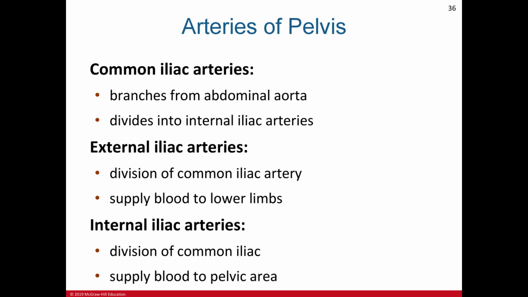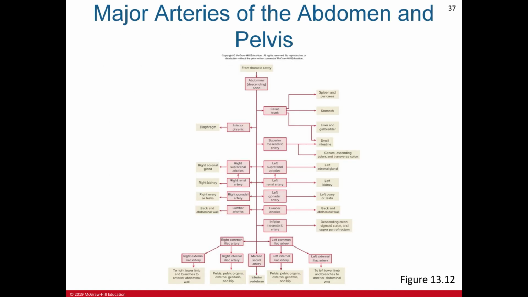The abdominal aorta comes to an end by branching into two arteries that we call the common iliac arteries. So this is the left and right common iliac arteries. Each left and right common iliac artery is divided into an external and internal iliac artery. Here is a brief summary of the major arteries of the abdomen and the pelvis.